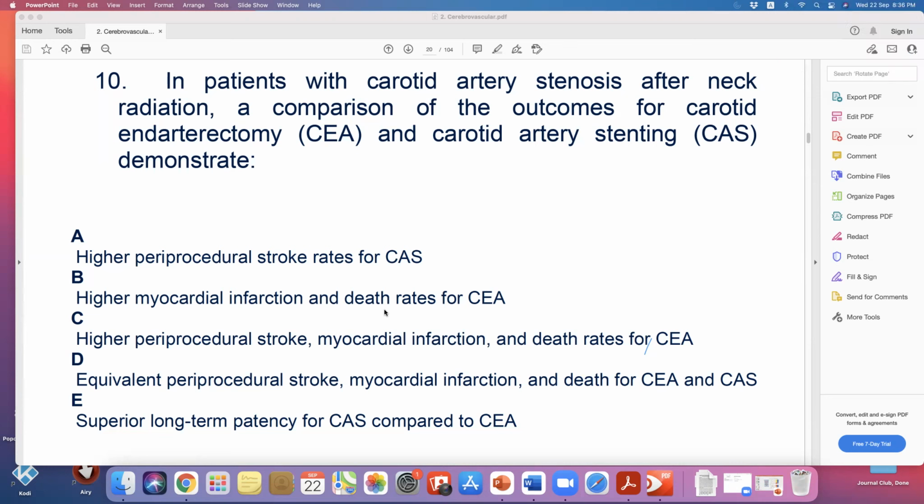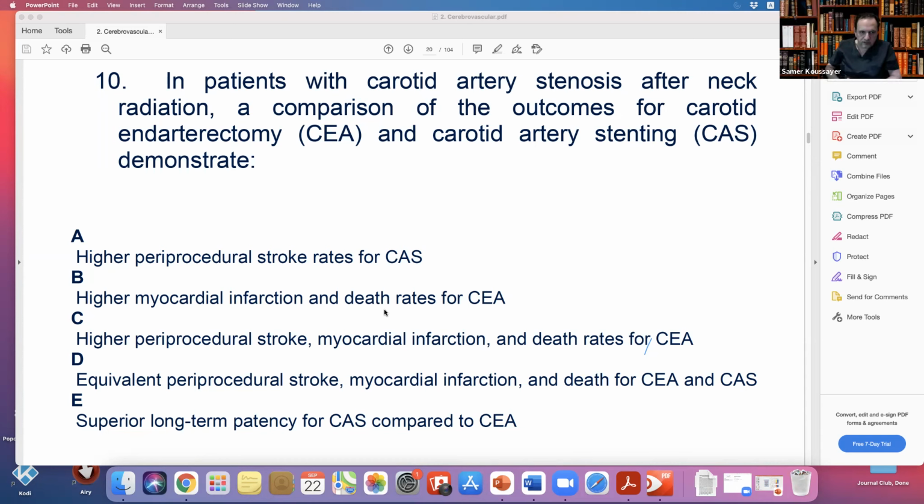Let's go to the next one. Higher pre-procedure stroke, MI, and death rates for endarterectomy? No. Equivalent pre-procedure stroke, MI, and death for both endarterectomy and stenting? Yes. Superior long-term patency for stent compared to endarterectomy? Patency, no, it's the same, but the complications are more with the surgery. Correct, so it's no different.